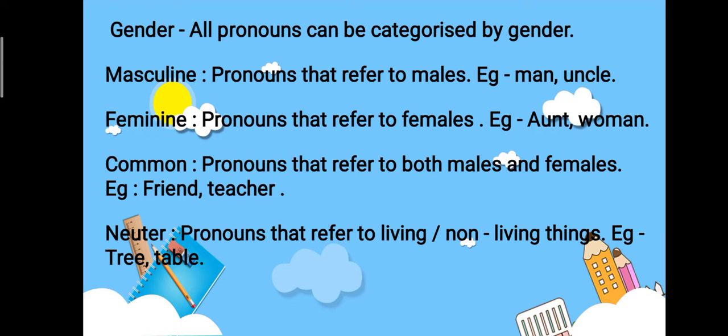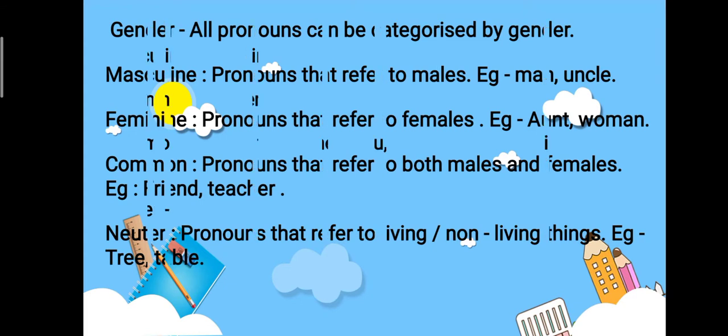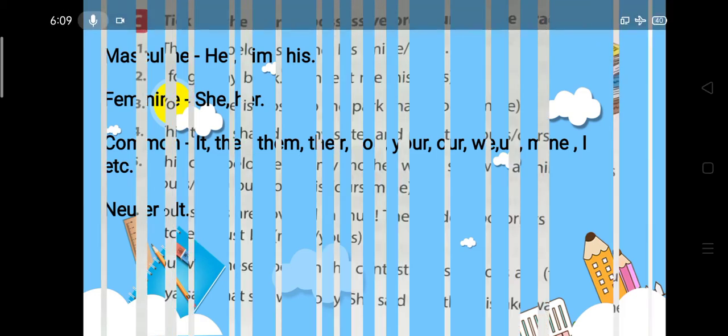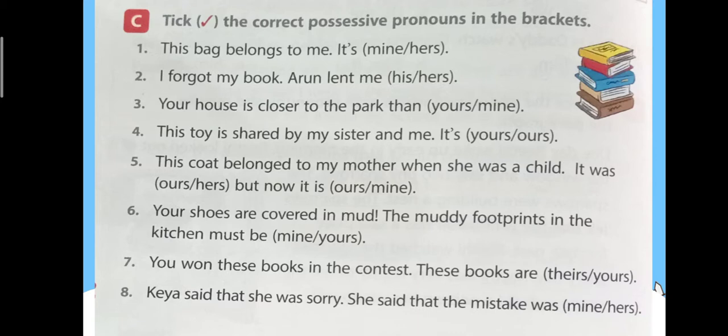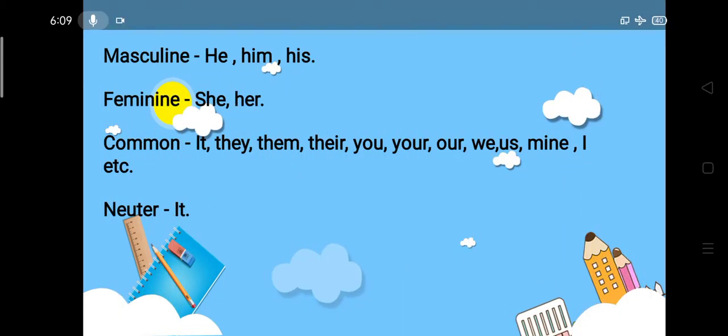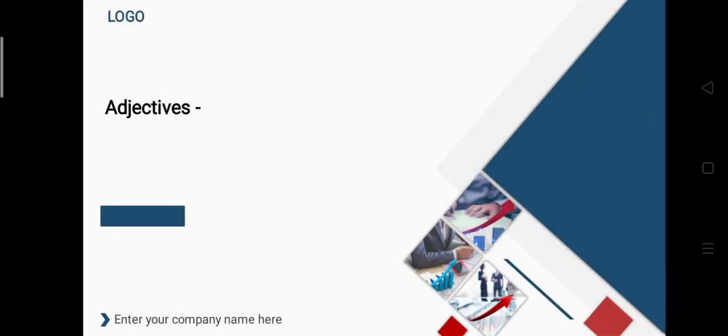So these are the important topics relating to pronouns. And here you can see some of the commonly used gender nouns which I have categorized according to the different genders. Okay, now let's proceed to the next chapter, and the next chapter is called adjectives.